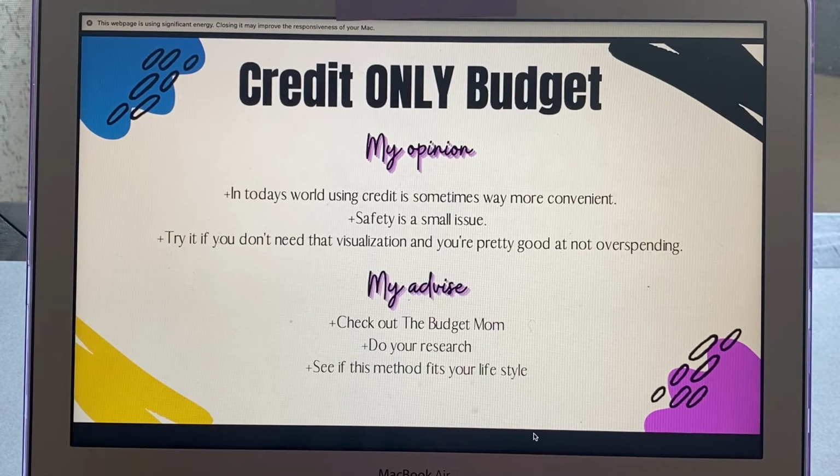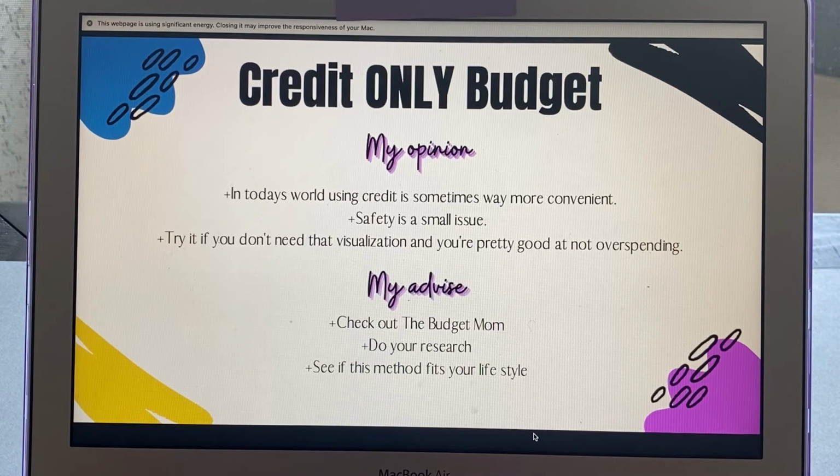And now my opinion about this method. In today's world, credit is very convenient. We are becoming a society of a very digitalized world. So everything is, you can pay for your dinner on your phone now or on your Apple Watch. So I really feel like in the next few decades, cash is going to be of the past. So if you're really interested in getting on with the times, this budgeting method will help you out.